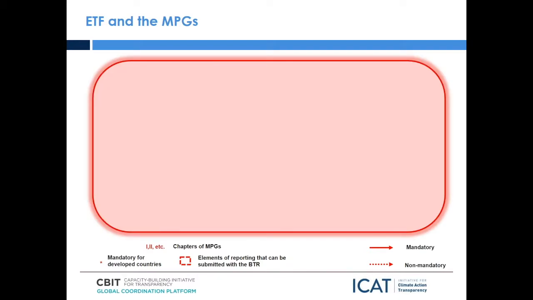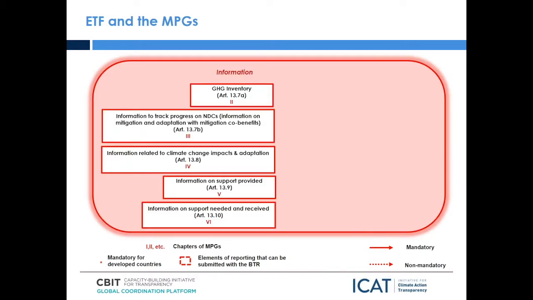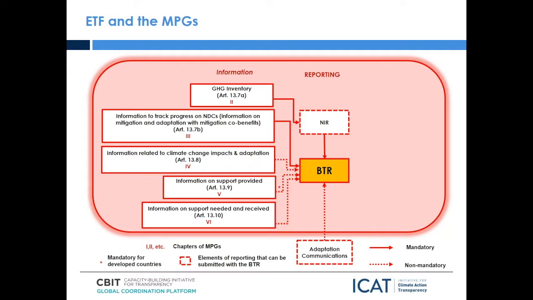Yes, so we have some figure here. And we start indeed with these chapters, which we just listed. So the greenhouse gas inventory, the information to track progress on NDCs, the information on climate change impacts and adaptation, and the one on the support. So all this information is basically what is gathered in what is called the biennial transparency report, or BTR, which is the key report of the ETF that acts as a reporting vehicle for all these elements under the first column.